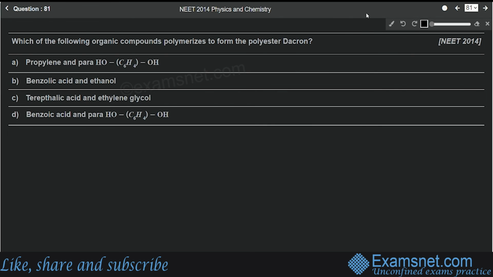Question number 81 is again from the chapter Polymers, and the question is: which of the following organic compounds polymerizes to form polyester Dacron? So polyester Dacron is formed by the polymerization of terephthalic acid and ethylene glycol. So n molecules of terephthalic acid. This is the benzene ring of terephthalic acid, one carboxyl group here and another carboxyl group at this position, plus n molecules of ethylene glycol, CH2OH and CH2OH.